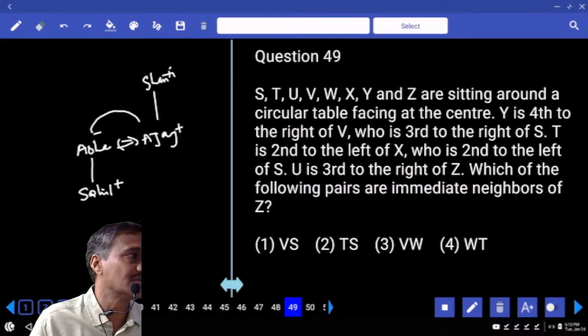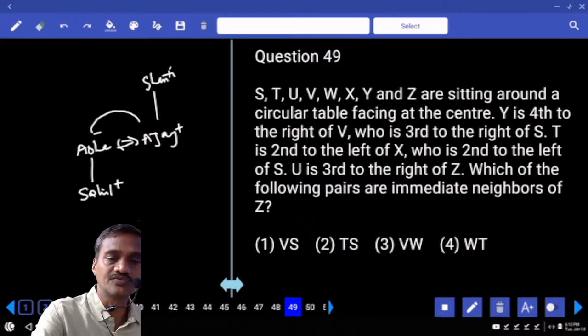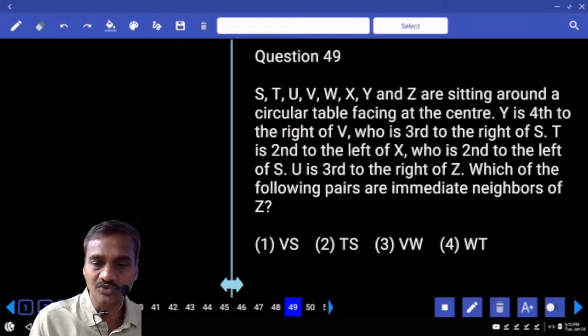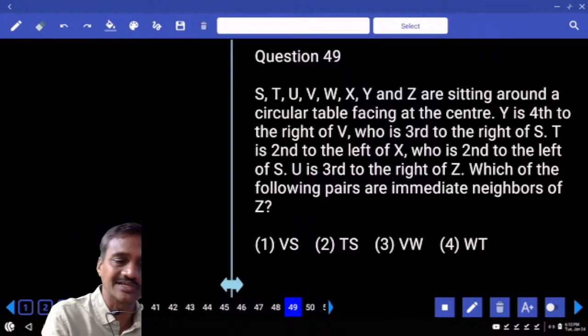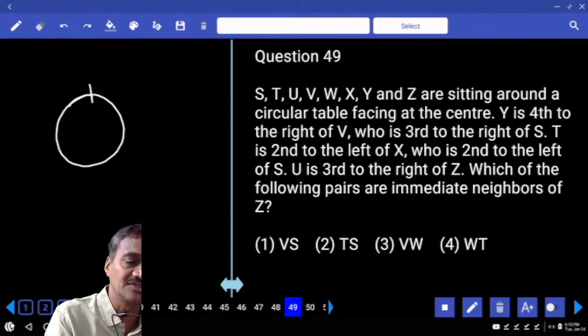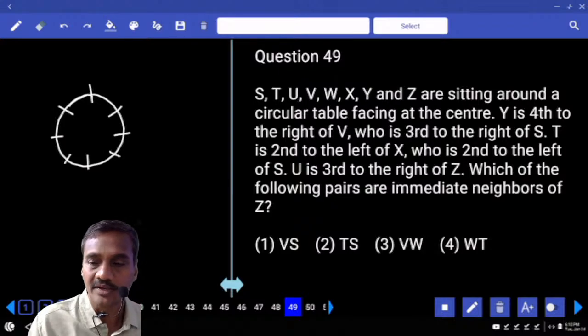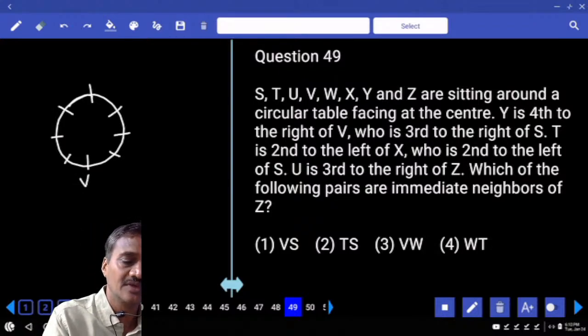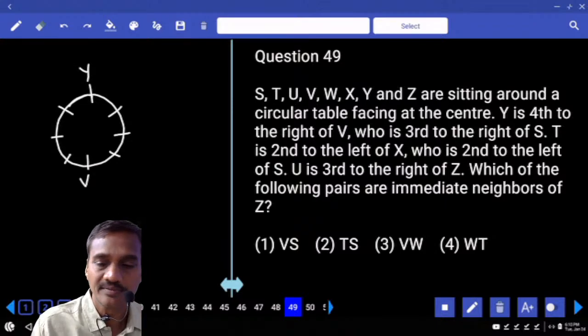Then coming to question number 49. Now in this 49, S, T, U, V, W, X, Y, Z are seated around a circular table. There are some 8 persons seated around a circular table. All the persons are facing towards the center. And Y is 4 to the right of V. 4 to the left or 4 to the right is nothing but they are opposite to each other. Isn't it?